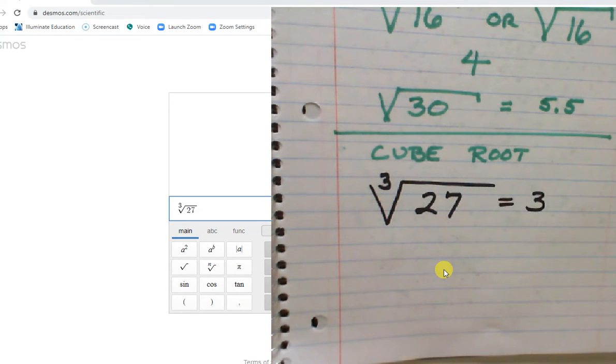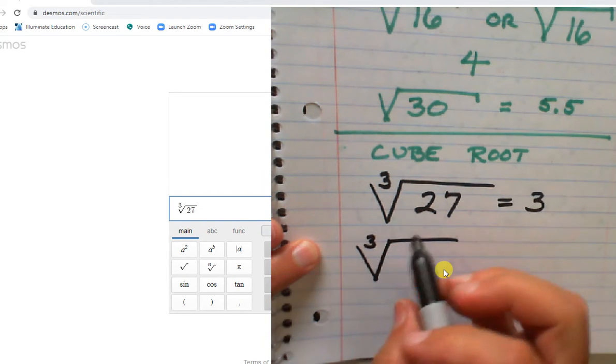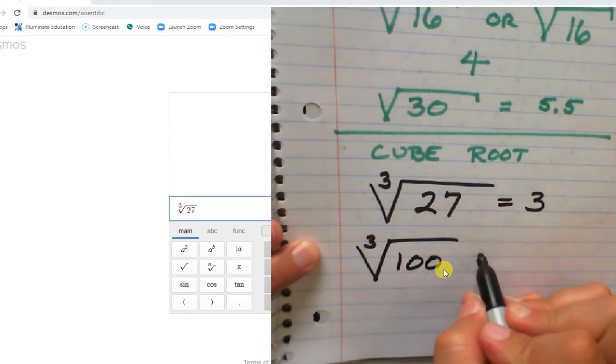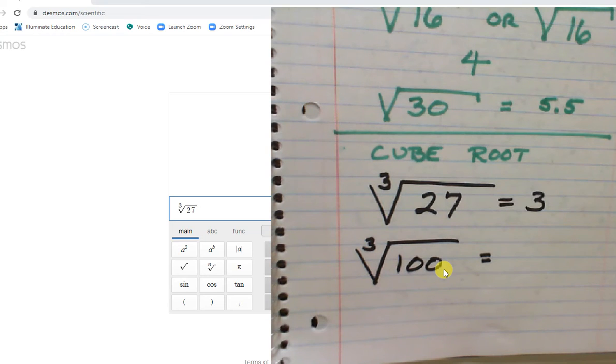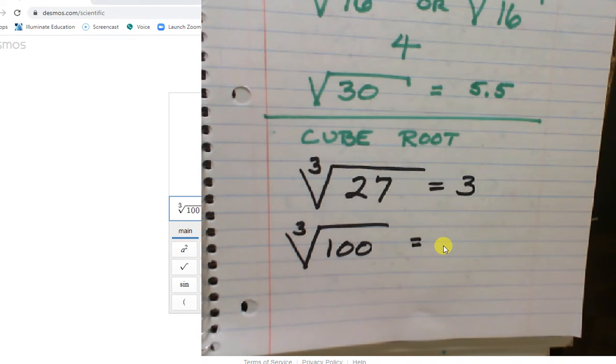Well, let's do one that's not a perfect cube. Let's do the cube root of 100. Not the square root of 100, the cube root of 100. Let's go to our calculator. Cube root of 100. I almost did the 31st root. Cube root of 100 is 4.6.